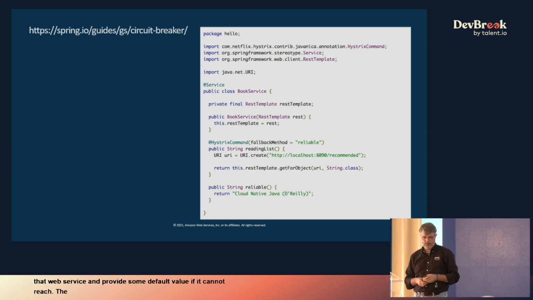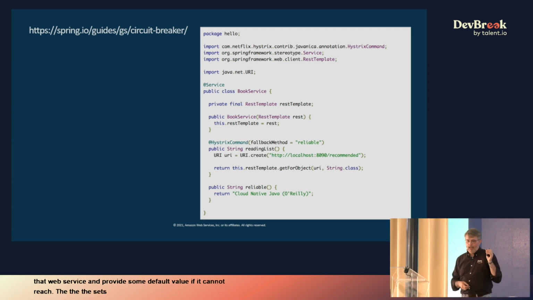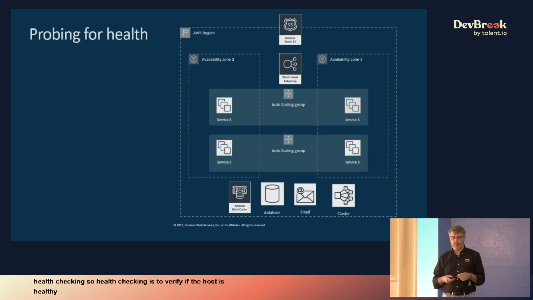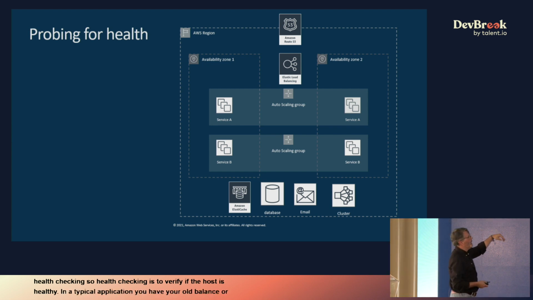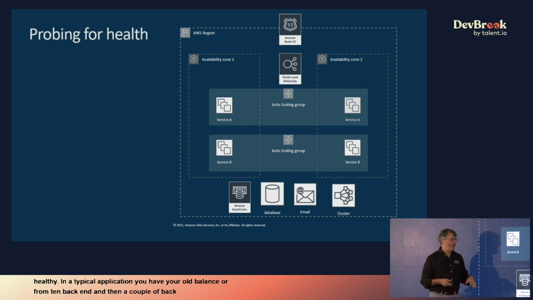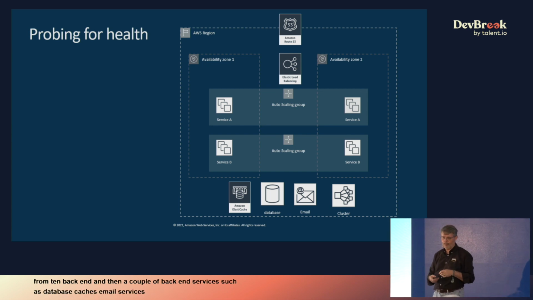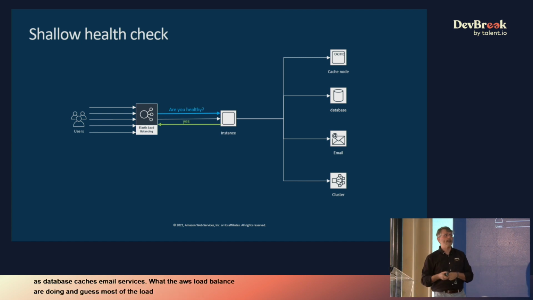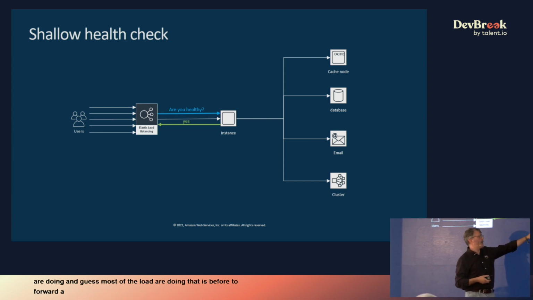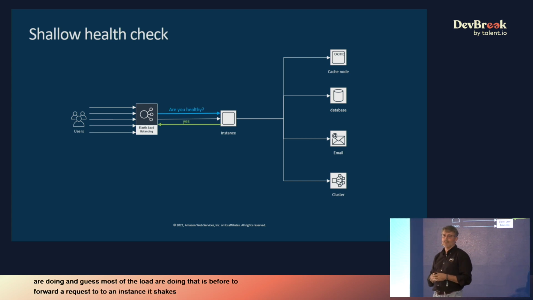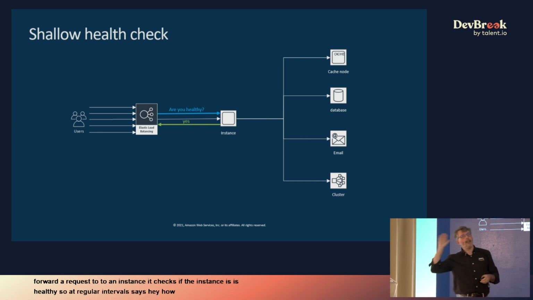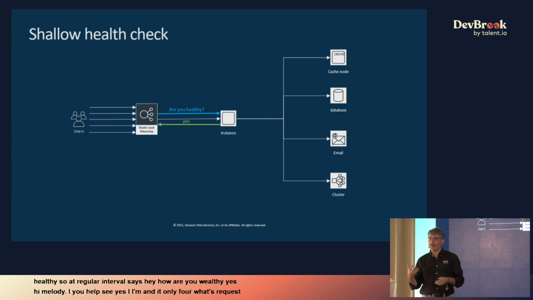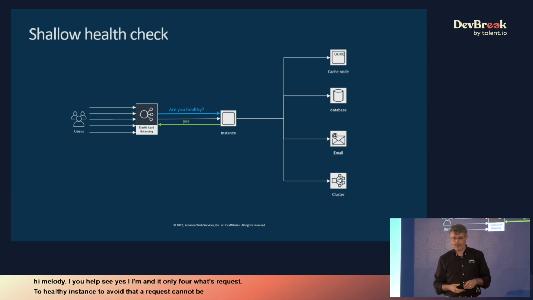Another pattern that we are using is health checking. So health checking is to verify if the host is healthy. In a typical application, you have your load balancer, front-end, back-end, and then a couple of back-end services, such as database, caches, email services. What the AWS load balancers are doing, and I guess most load balancers do that, is before forwarding a request to an instance, it checks if the instance is healthy. So at regular intervals, it says, hey, are you healthy? Yes, I'm healthy. Are you healthy? Yes, I am healthy. And it only forwards requests to healthy instances to avoid that a request cannot be served.